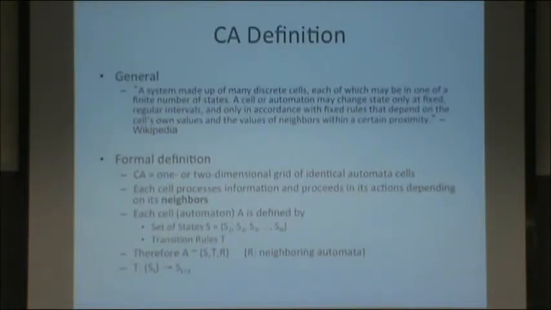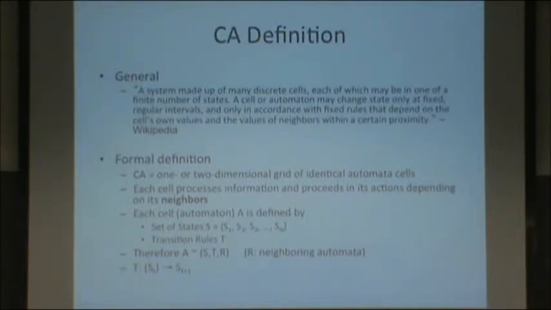So I felt obligated to give you the definition of cellular automata. You can find it on Wikipedia and many other places. I think the formal definition is actually better, but let's go through it. So this is a system made up of many discrete cells, so motion cells, arranged somehow, each of which may be in one of a finite number of states, so everything is very finite there. And a cell, also called automata, may change state only at fixed regular intervals.